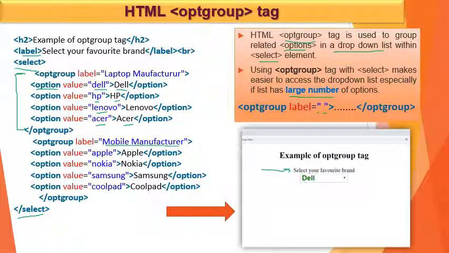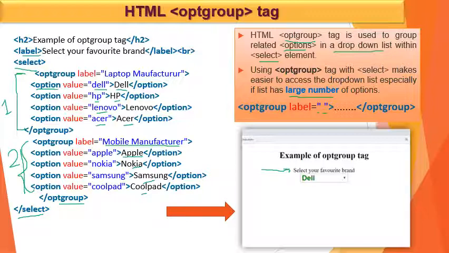the mobile manufacturers. Now mobile manufacturers has four different options, and those options are given with the option tag. The values are specified, that is Apple, Nokia, Samsung and Coolpad. Those are the values, and the captions which will be displayed on the form are Apple, Nokia, Samsung and Coolpad. So that will be ended with the end opt group. So those two are two groups. This is the first group and this is the second group.